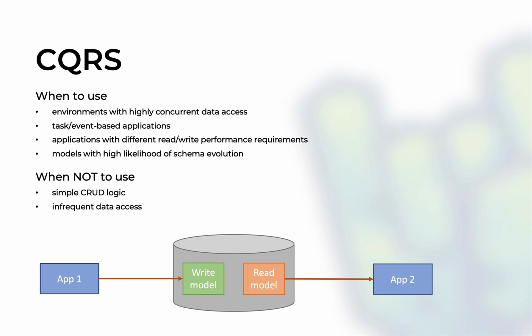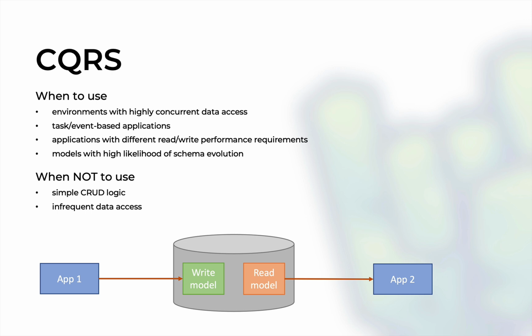Now, the use cases for CQRS include applications with high data access concurrency and task-based applications. For example, a hotel booking, which is what we're going to see in the code, or an online store, and I'm going to show you some examples. Also, CQRS is appropriate for applications with different read and write performance requirements. For example, if you have a disproportionate number of readers, you have different performance requirements for the read side compared to the write side. Also, as we will see in the code, CQRS is especially appropriate for the situations with a high likelihood of schema evolution.